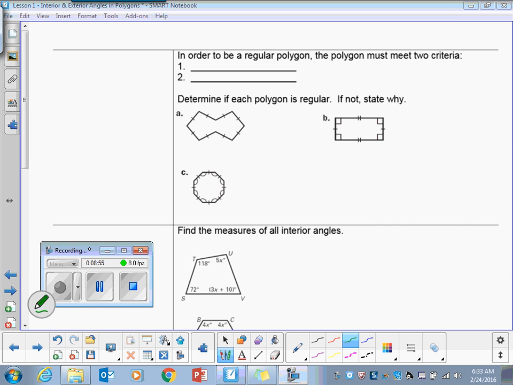All right, we need another guiding question here. And this time we're looking at whether or not a polygon is regular. So in order to be a regular polygon, it has to be equilateral and equiangular.